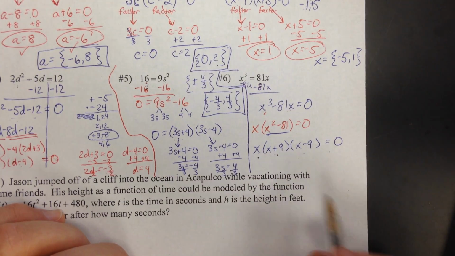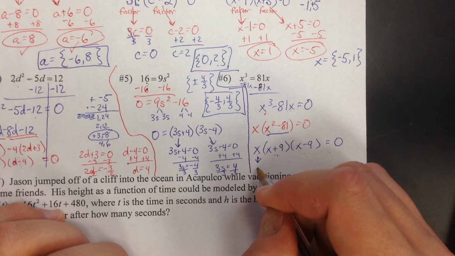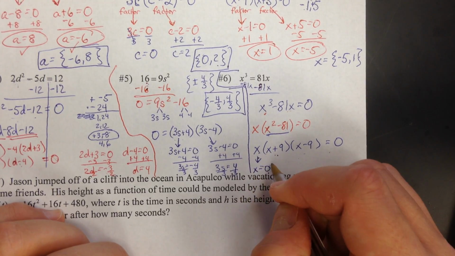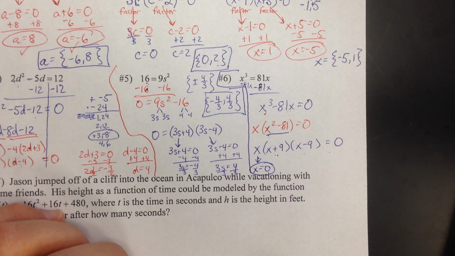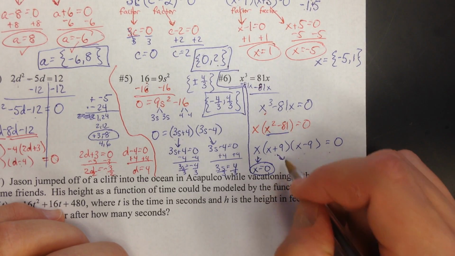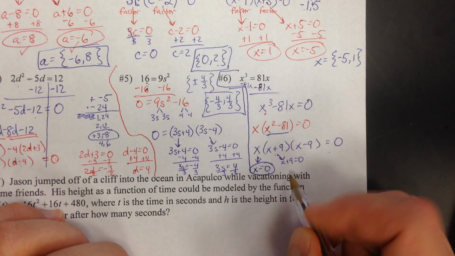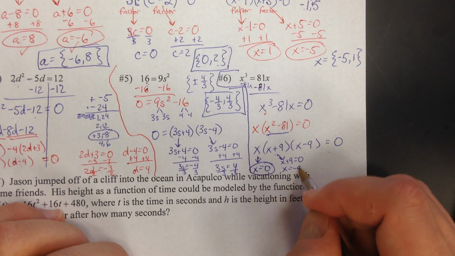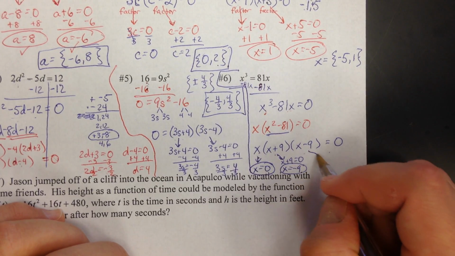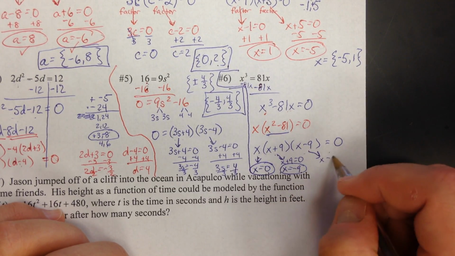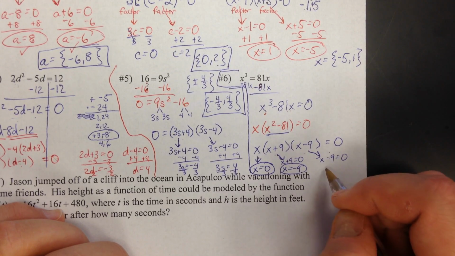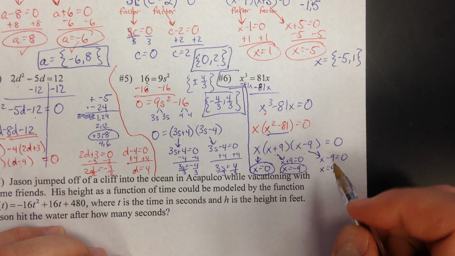So what we have to do is say, okay, maybe the first one, x, is equal to 0. And that's already solved. That's a solution. Maybe the second factor, x plus 9, is 0. Subtract 9, you get negative 9. Or maybe the third factor, x minus 9, is 0. Go plus 9 on both sides, you get positive 9.